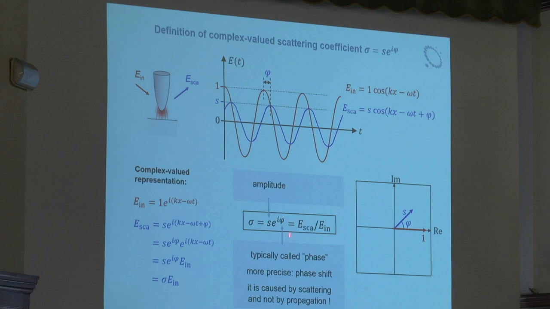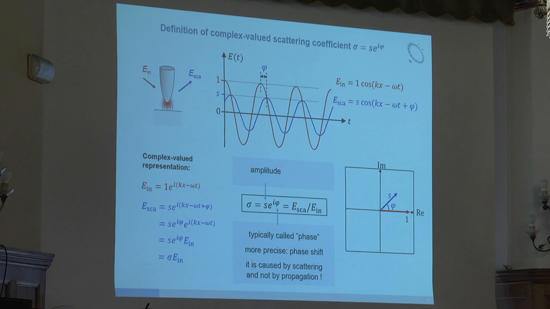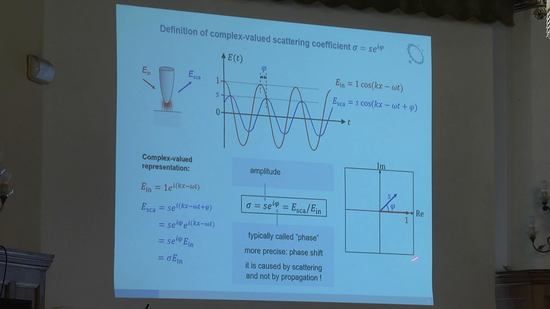Now, that's also a very useful thing, and we will see this later on in some presentations. We can visualize these scattering coefficients in the complex plane. We have the real part here, the imaginary part here. So a 1 would be just along the real axis. The length is 1, and the angle is 0. Now the scattering coefficient corresponding to this wave is changed in amplitude. It's a little bit smaller, that means the length of this vector is shorter. And then we have a phase shift, and this phase shift goes in this direction.